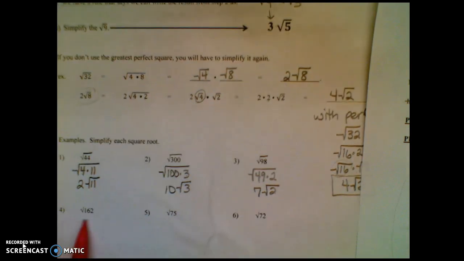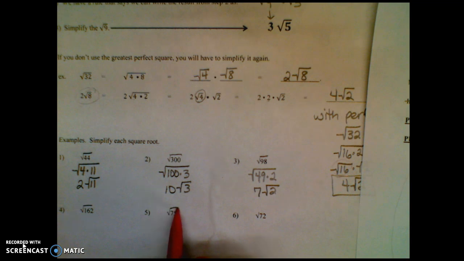Okay, I'd like you to try the last 3. Please finish the square root sign here. Try these 3 and then show me in class.